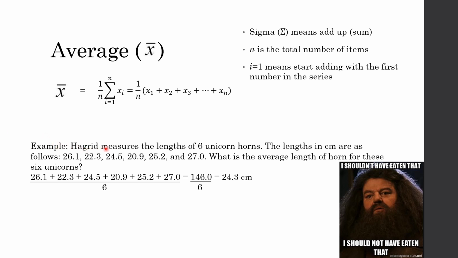So say Hagrid measures the lengths of 6 unicorn horns. The lengths in centimeters are as follows: 26.1, 22.3, 24.5, 20.9, 25.2, and 27. What is the average length of horn for these 6 unicorns? So you add up all of the lengths, you divide by however many numbers there are in the series, which is 6 measurements. Okay, so when you sum up all these numbers, you get 146. You're going to divide that by 6. The average ends up being 24.3 centimeters.